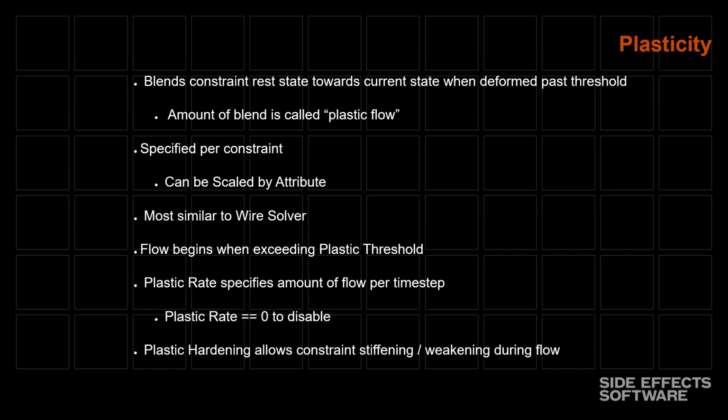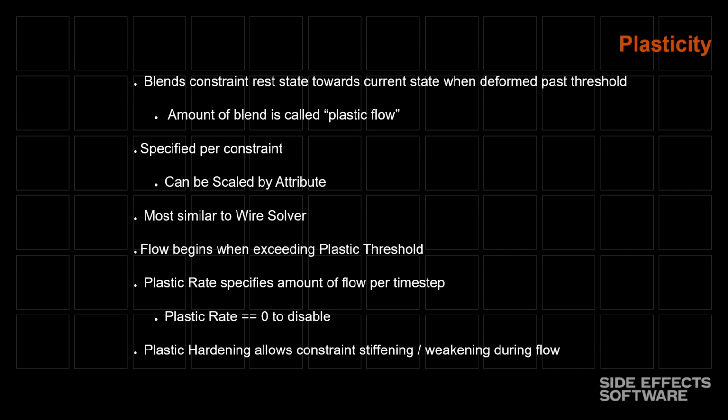So if it has a high plastic rate, it will very quickly look like the geometry has deformed to match whatever the current state is. And if it's a low plastic rate, it'll take a while. So it can be deformed for a while and it will actually still snap back to something close to its original state. And we'll see some examples of that.